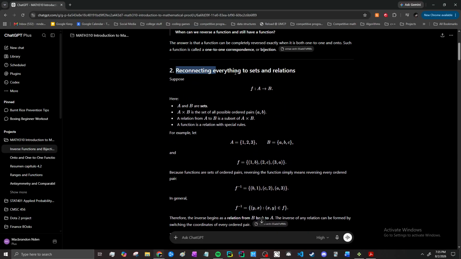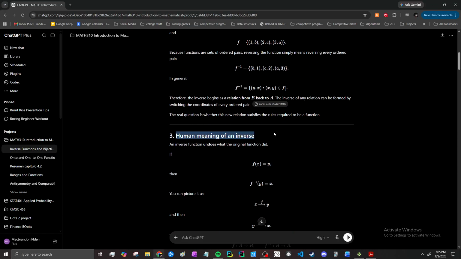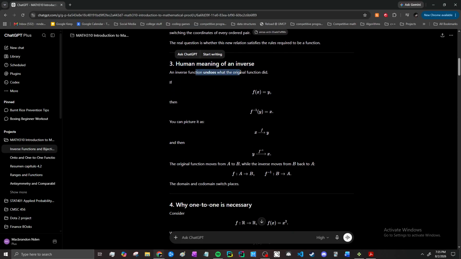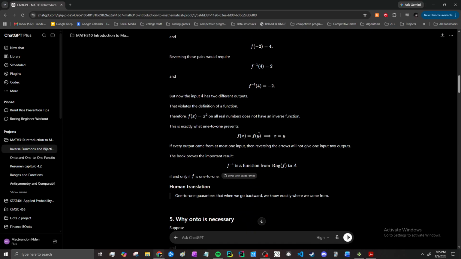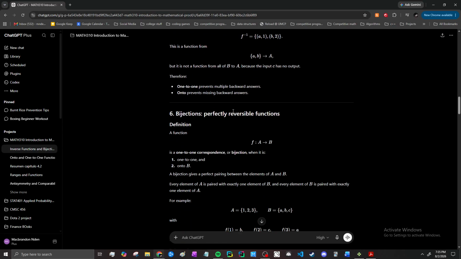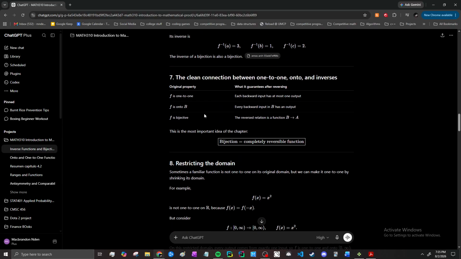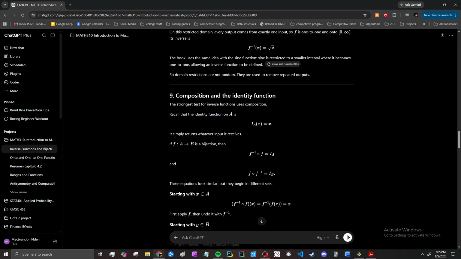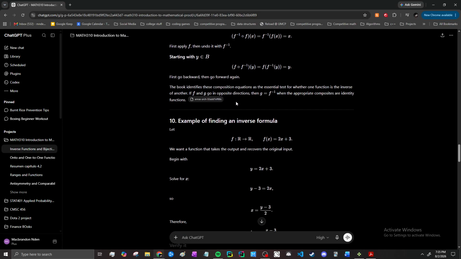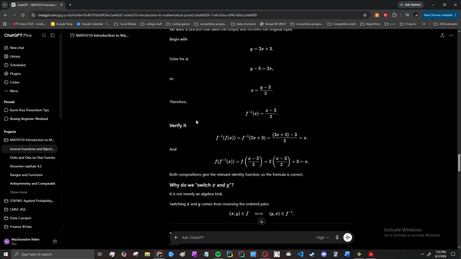So looking at reconnecting everything to sets, inverse function undoes what the original function did. So why is one-to-one necessary? Why is onto necessary? And then here, bijection, perfectly reversible functions. The clean connection between one-to-one and onto. Then restricting the domain, composition, and identity function. Example, defining the inverse function formula.